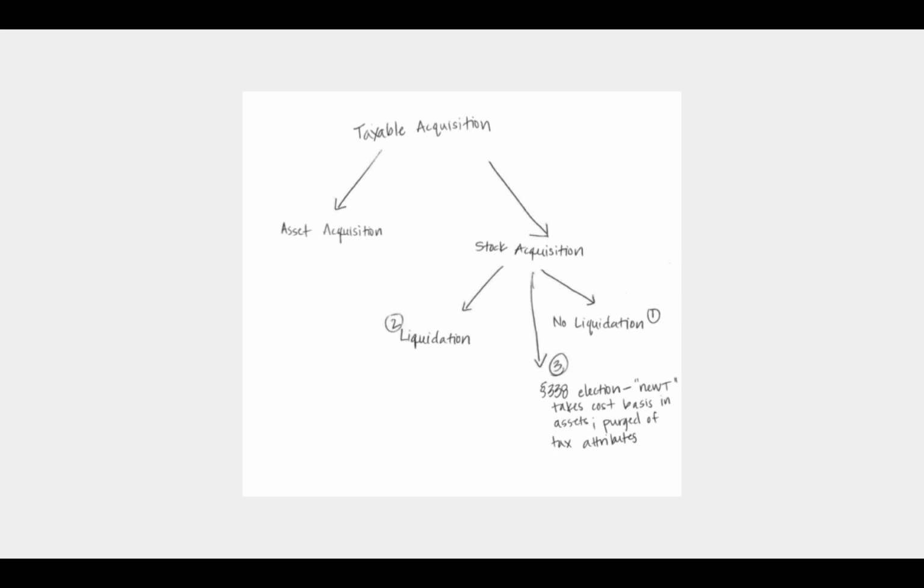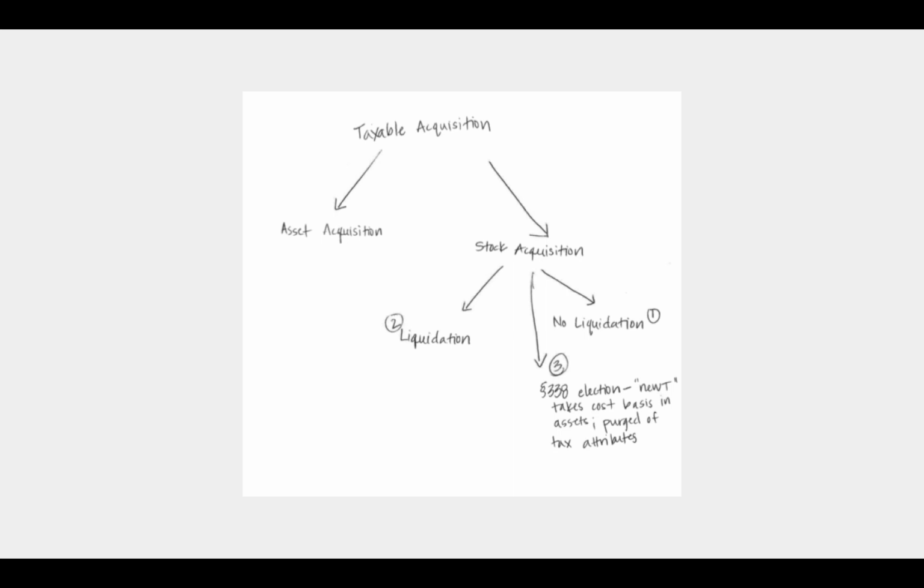In number two, you could choose to liquidate that subsidiary into the parent. And that would be a non-taxable liquidation because the parent would own 80% or more in the sub. Or number three, you could make a Section 338 election, and we're going to talk about that in this section. And you would do that if you wanted the target to have basically a stepped up basis.